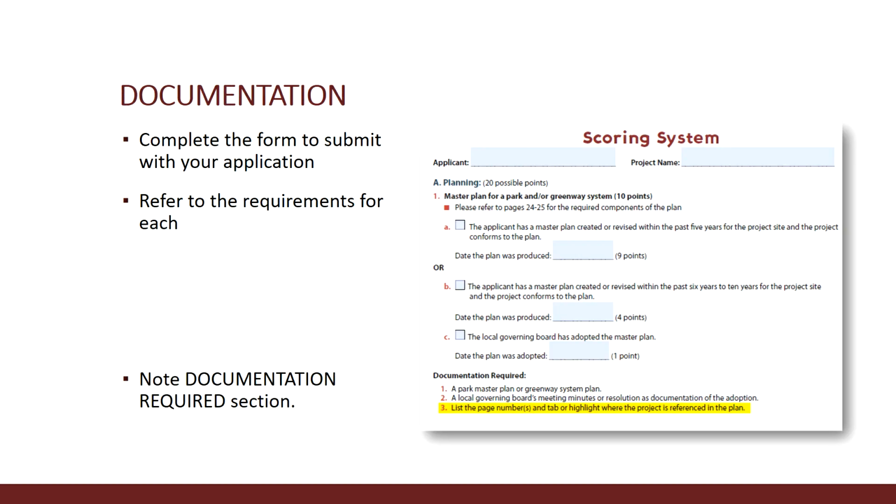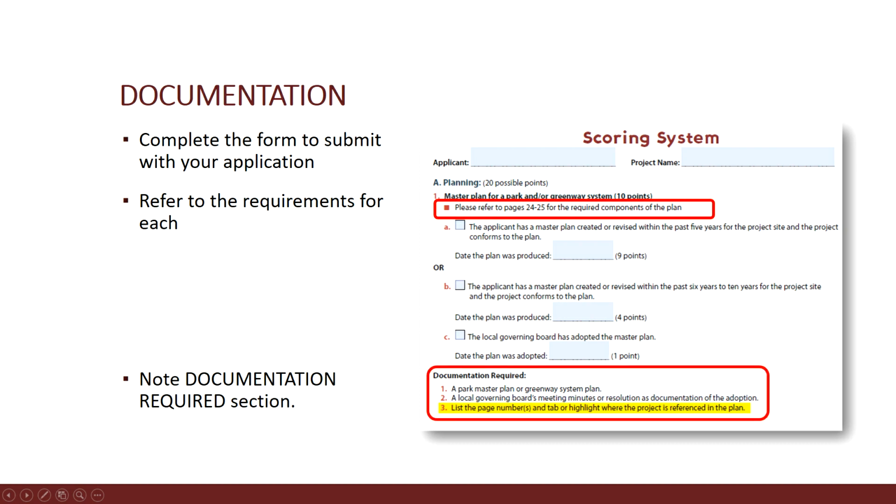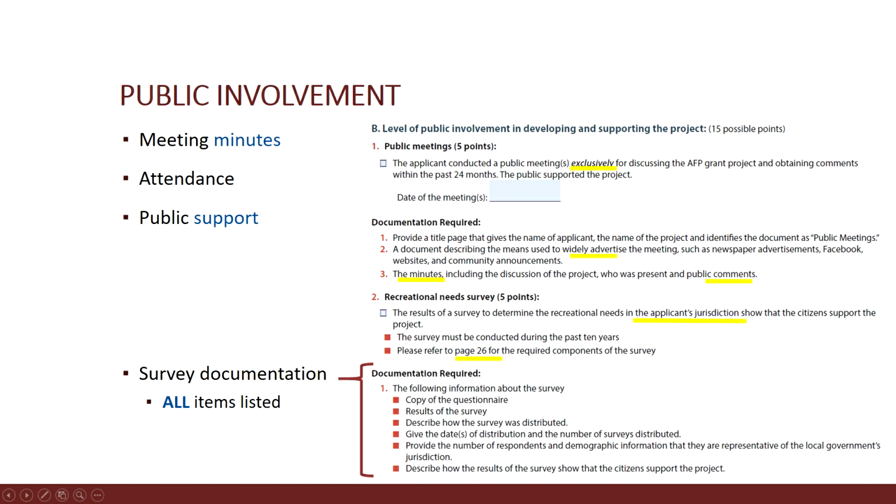So the documentation, there's several things. As you look at the form, it's a fillable form. So please go through and refer to the requirements. It'll let you know, in this example, master plan, refer to these pages for the required components. You must have all the components listed in the definition for it to gain points. Answer the questions and note that there's always documentation required that you must submit. So we'll talk about each of those.